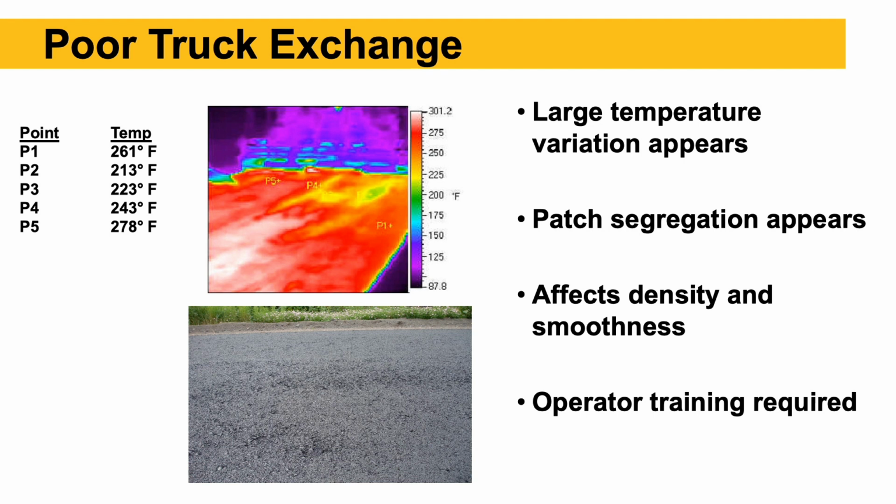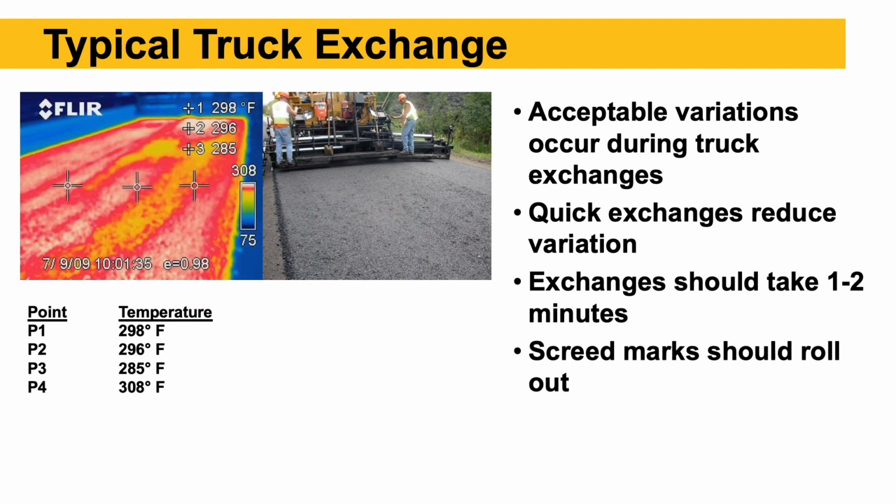This is just showing temperature variation, the effect on temperature when we run that hopper empty. So we'll get cold spots when we start up again. So a typical truck exchange, we're going to have what we call acceptable variation. I mean, it's not going to be perfect. There's always going to be a little bit of variation in temperature there. The key here is just quick truck exchanges. Exchange should take 1 to 2 minutes if we've got a good operation going. The screed marks from that short stop should just roll out.